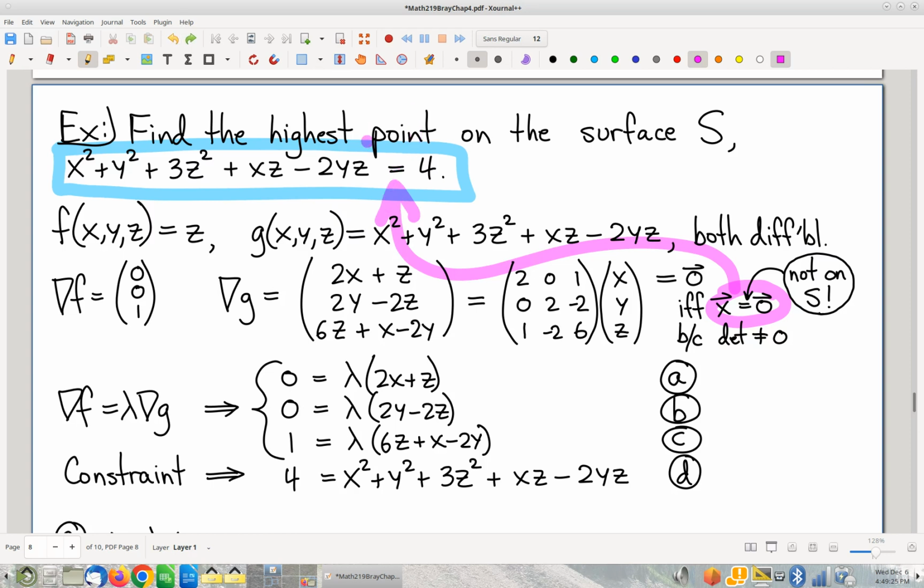Pretty easy to just plug in 0, 0, 0. And of course, the left does not equal the right. This point is not on our constraint set, and so it's not a critical point, because it's not something I have any need to understand. It's not even on the table, so no worries.